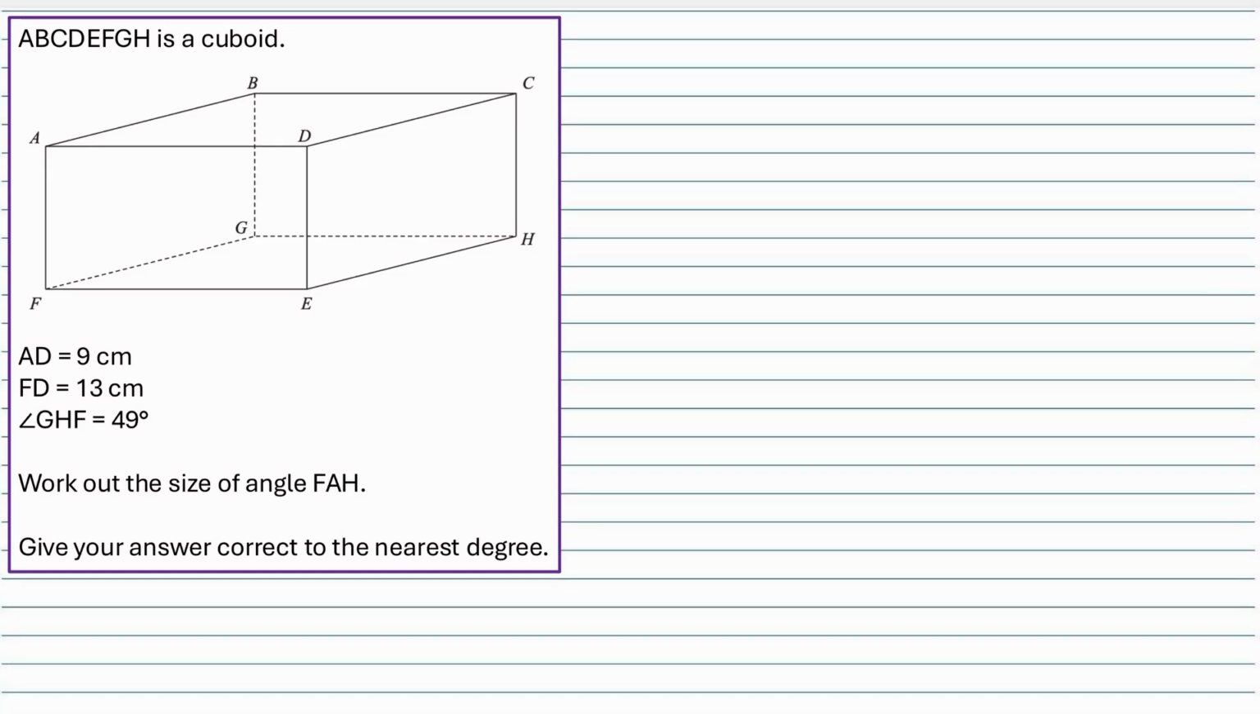Hi everybody. In this question, we have a cuboid given here, and we're told that A to D, so this length, is 9 centimeters. F to D, which is this length, is 13 centimeters, and angle G to H to F is 49 degrees. We need to work out the size of angle FAH, so F to A to H, this angle here.